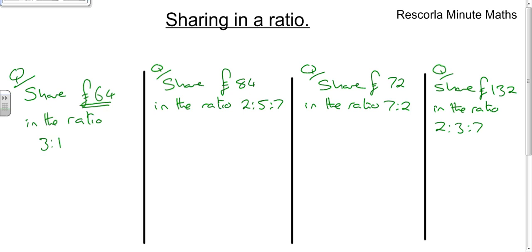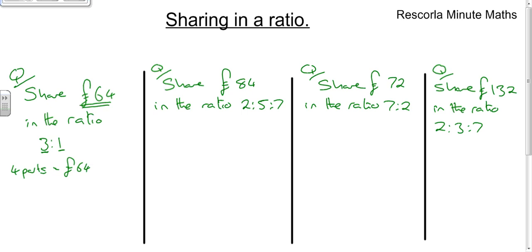So the first thing we do on all these types of ratio questions where we're sharing the whole ratio is we add up this and this, because this means 3 parts, this means 1 part. So 3 parts and 1 part is going to be 4 parts. So we write down that 4 parts equals £64. That's our first line of working.